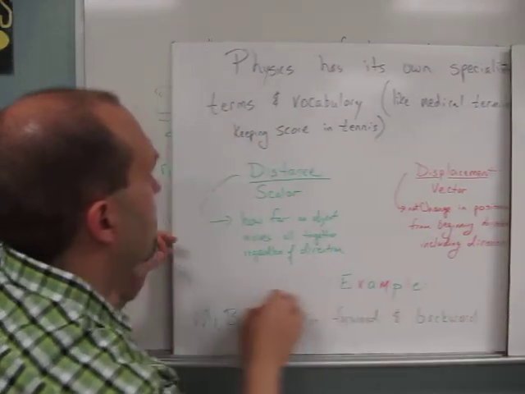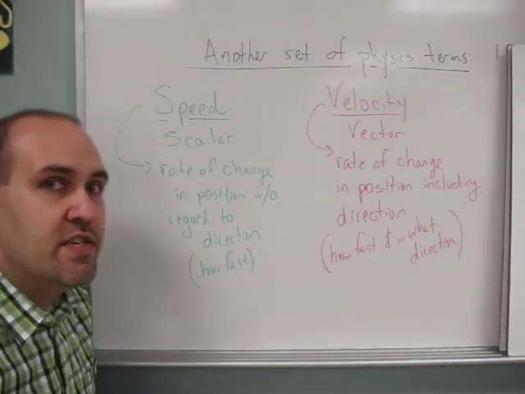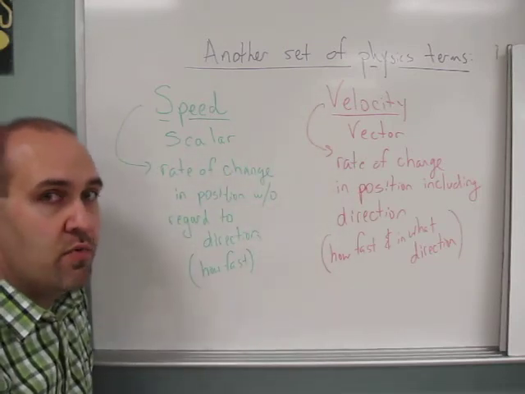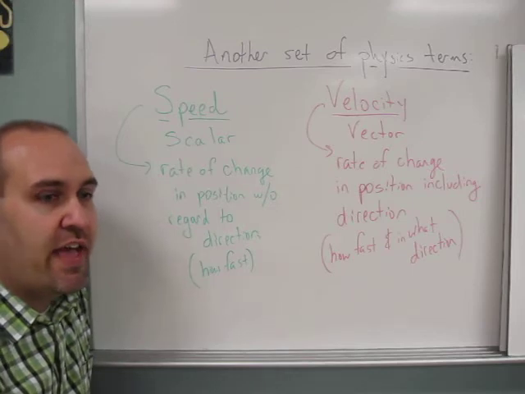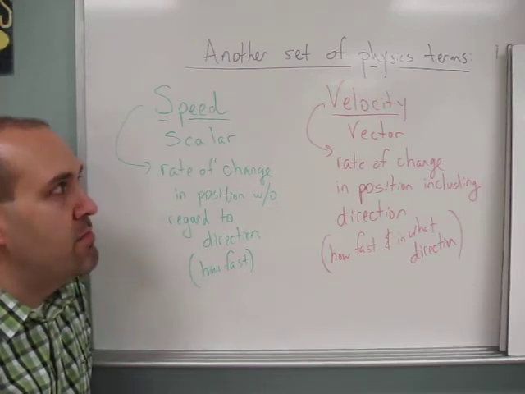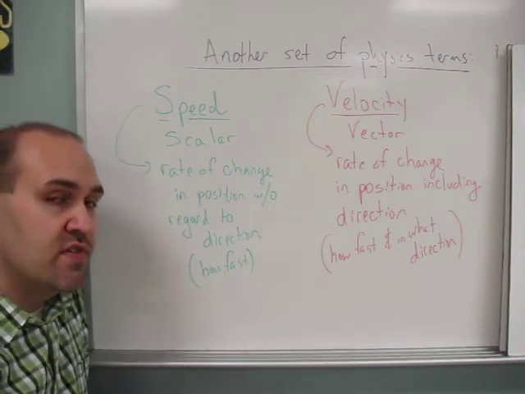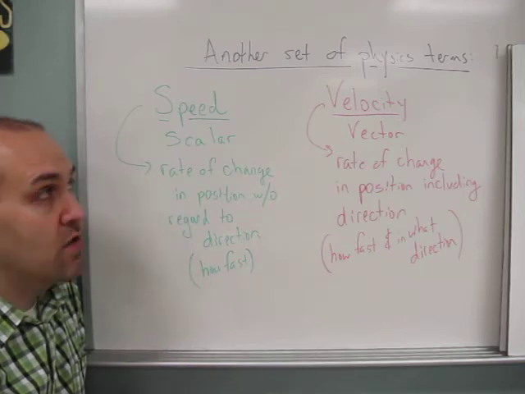And one more example, another set of physics terms, is the difference between speed and velocity. Now I know that when I talk with people on the street, or if I'm sitting next to somebody in a car, they ask, how fast am I going? I don't make a distinction between those two words, speed and velocity. But to a physicist, there is a distinction. And again, it's the distinction between a vector and a scalar.